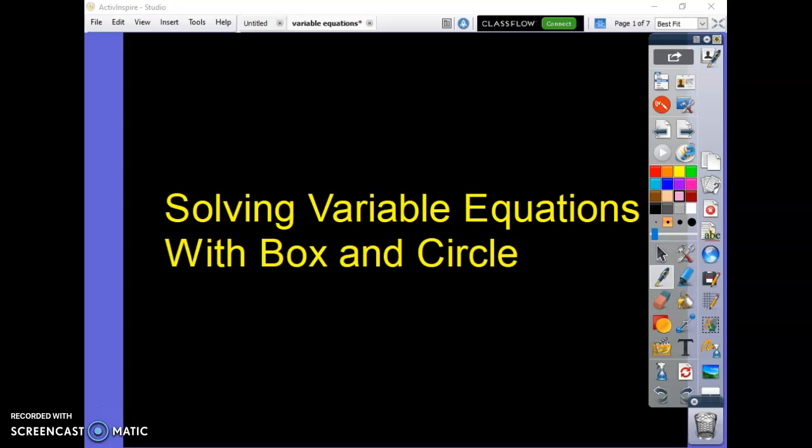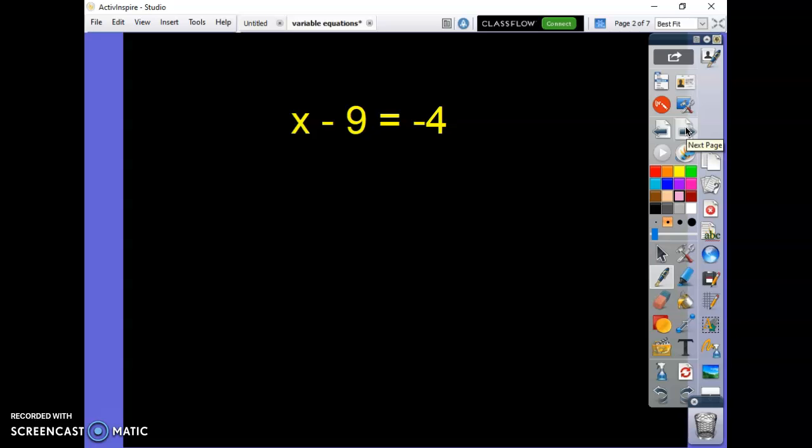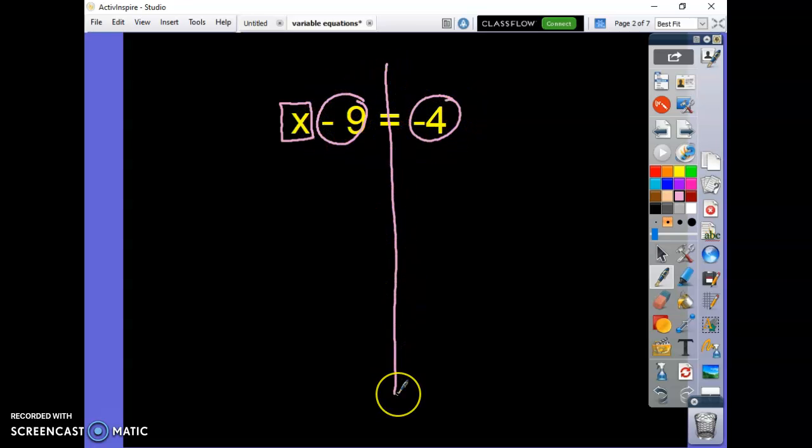All right, we are going to solve variable equations using the box and circle method. What you will do is you will go through and draw a box around your variables, circle around your numbers, and draw a line straight down at the equal sign. You want to have boxes with boxes, circles with circles.